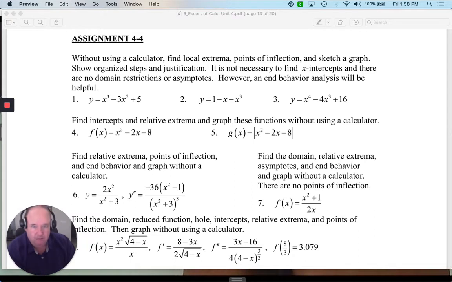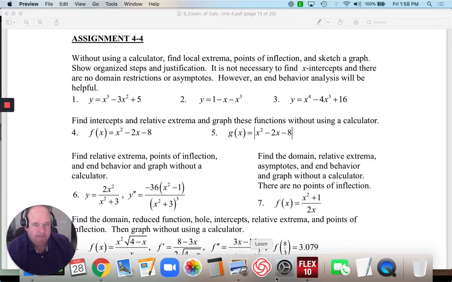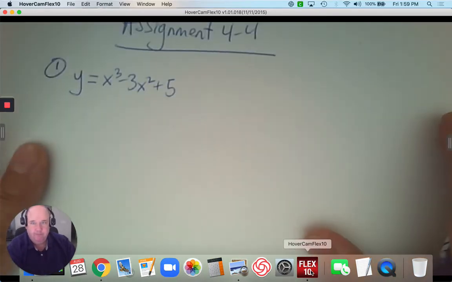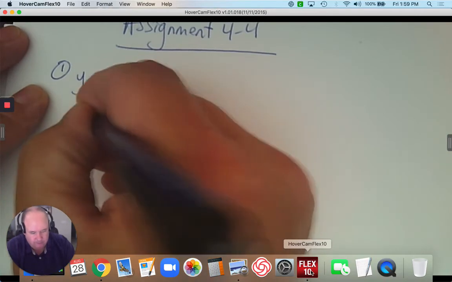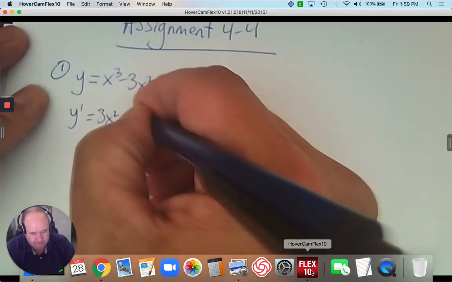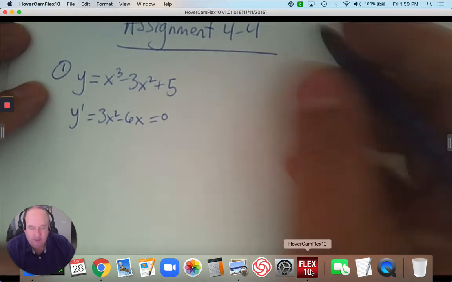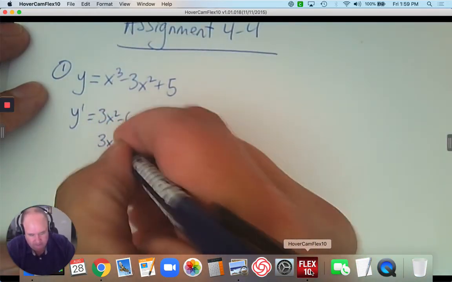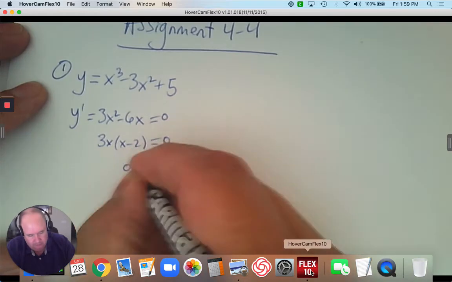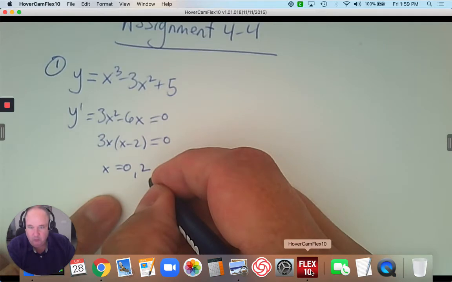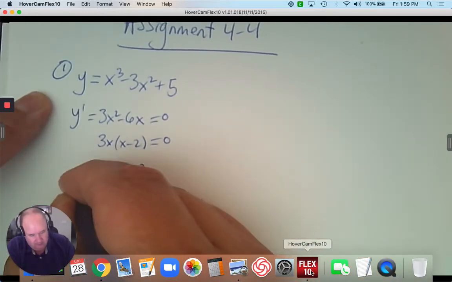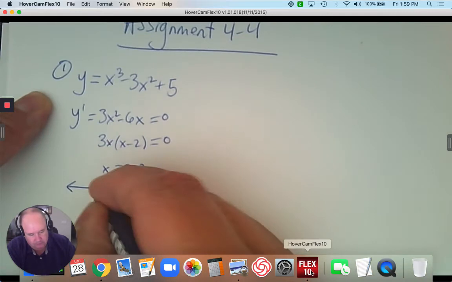I'll go back and forth between this and my document cam. So if I want to find the extreme points, the relative turning points, we're going to take the derivative, make it equal to 0, and solve it. I'm going to factor out 3x, solve it, and at 0 and 2, I have critical numbers. I'm going to do a first derivative number line.